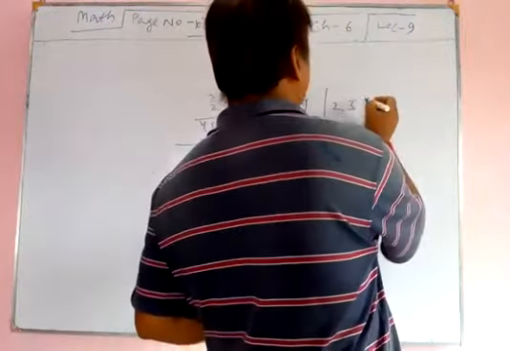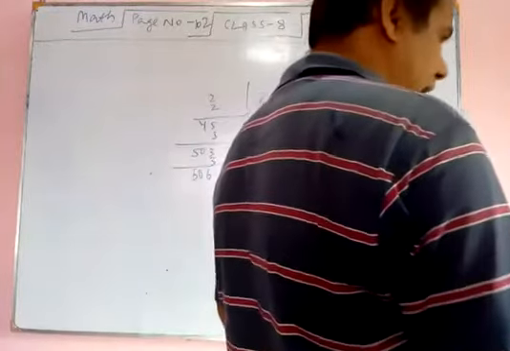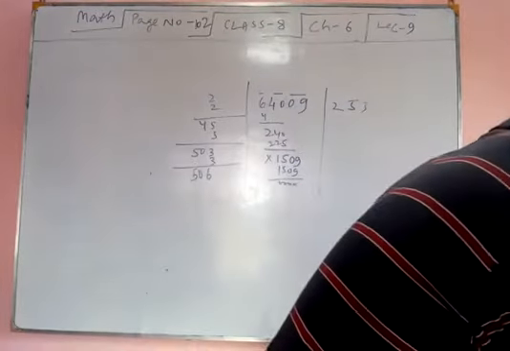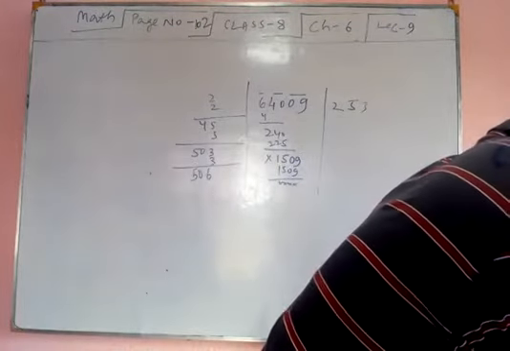So you can cross check also. You can multiply 253 into 253. It will be equal to 64009.